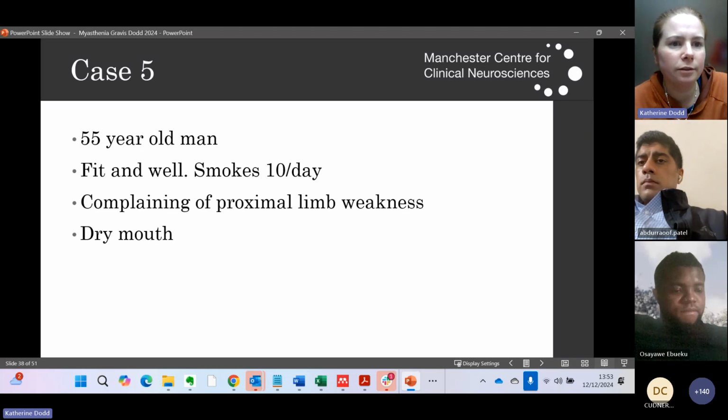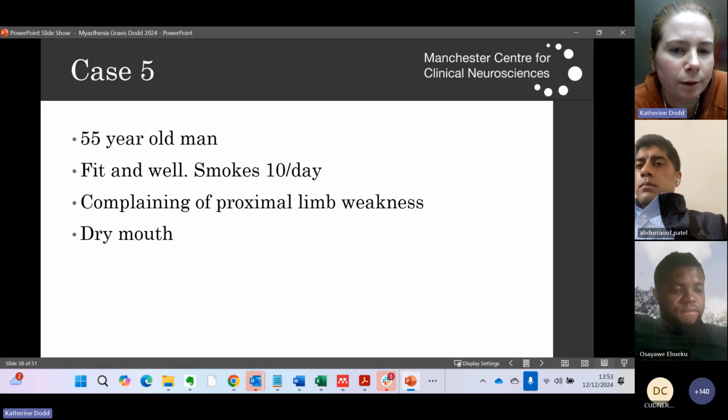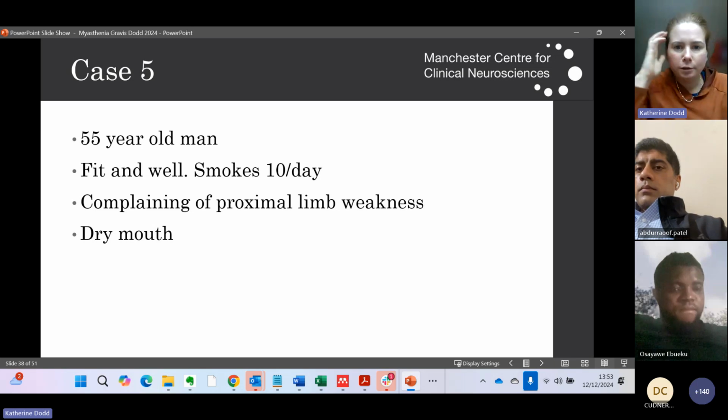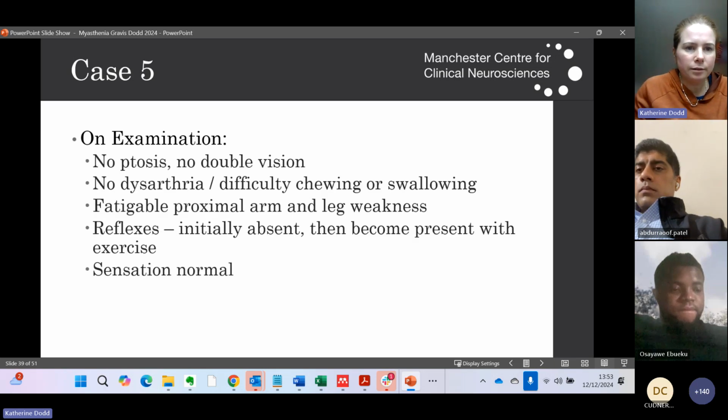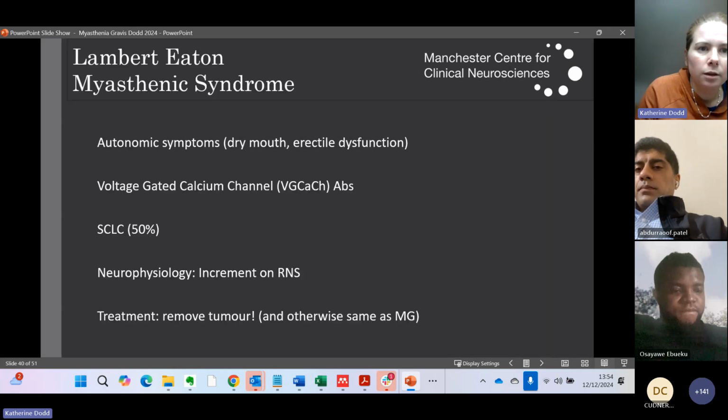Just about, yeah. So case 5 is a 55-year-old man, fit and well, smokes 10 a day. He's complaining of proximal limb weakness and he's got a dry mouth as well. He's got no ptosis, no double vision, no dysarthria, no difficulty chewing or swallowing, so no bulbar dysfunction. But he does have this fatigable proximal arm and leg weakness. His reflexes are initially absent and then become present with exercise. His sensation is normal. So hopefully you've all decided that he has Lambert-Eaton myasthenic syndrome.